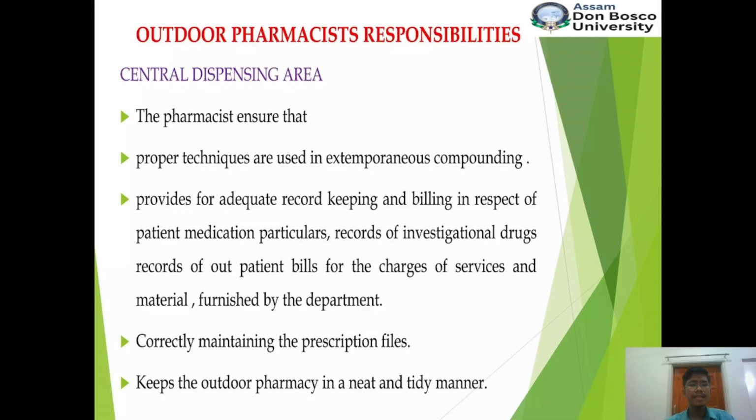The pharmacist ensures that proper techniques are used for extemporaneous compounding and provides for adequate record keeping and billing in respect of patient medication particulars, records of investigational drugs, and records of outpatient bills for charges of service and material furnished by the department. Also correctly maintain the prescription files and keep the outdoor pharmacy neat and tidy.